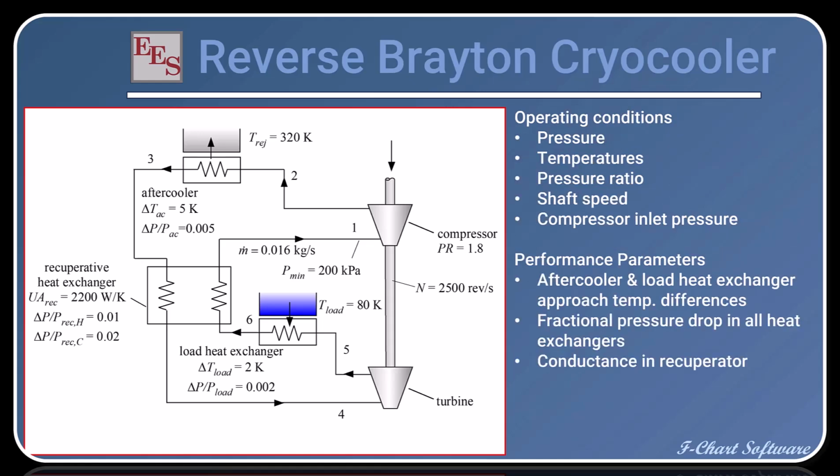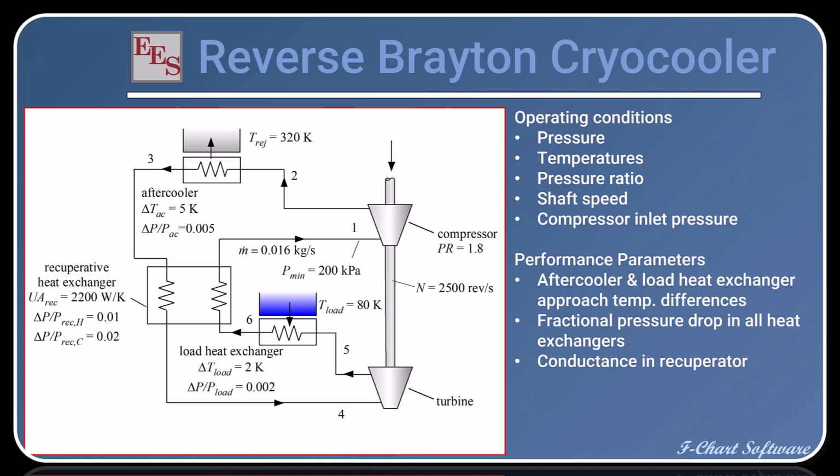So I'm going to classify the inputs as operating conditions, and these include the lower pressure there and the pressure ratio, those two temperatures, the heat rejection temperature and the load temperature, the shaft speed and the compressor inlet pressure, at least initially, are just given operating conditions. Eventually we'll vary them. And then we have a bunch of performance parameters, which are these approach temperature differences for the aftercooler and the load heat exchanger, all of these pressure losses, and the conductance in the recuperator. And then I'm going to try to map out a strategy for solving this.